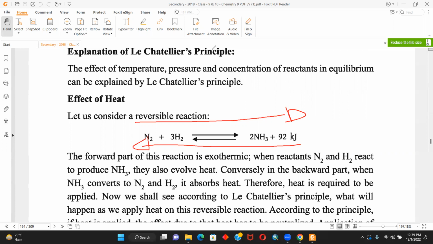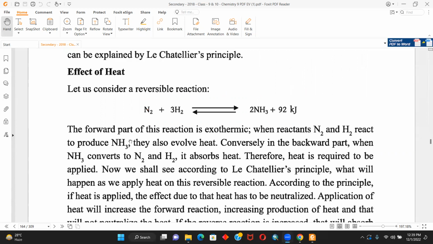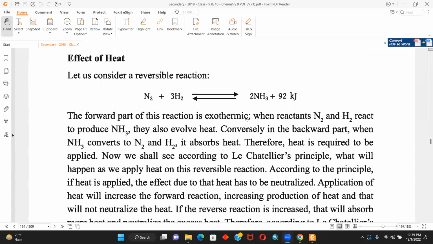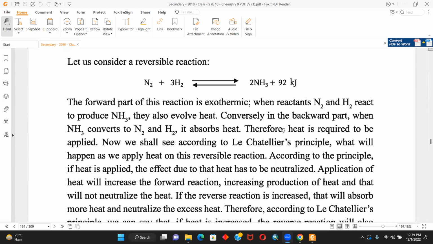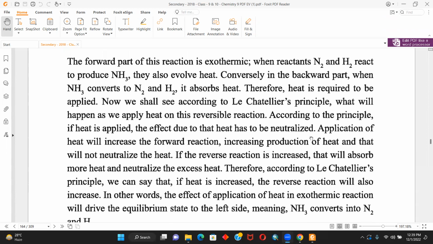Let's see in detail what they have said. The forward part of this reaction is exothermic: when the reactants nitrogen and hydrogen react to produce ammonia, they also evolve heat. Conversely, in the backward part, when NH3 converts to N2 and H2, it absorbs heat. Therefore, heat is required to be applied. Now we shall see, according to Le Chatelier's principle, what will happen as we apply heat on this reversible reaction. The reversible reaction means a both-sided reaction, so it will go both sides.